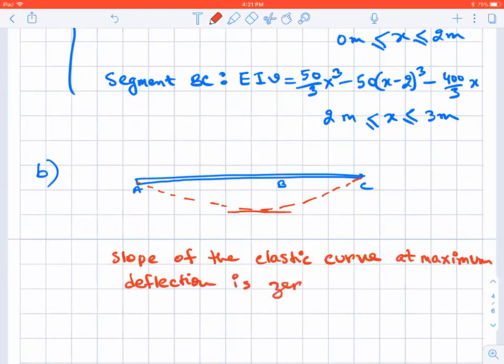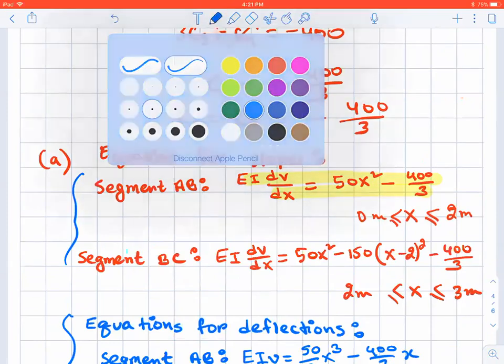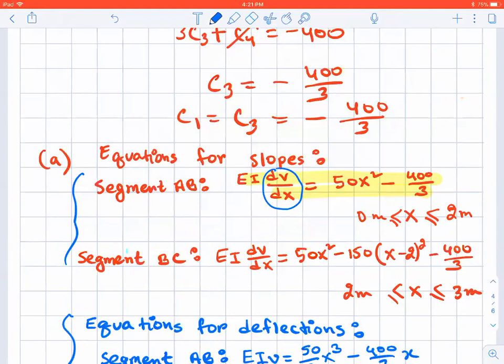But I don't know whether my maximum, the way I have drawn it, seems like it's in AB, but I actually don't know. The maximum deflection can be in segment AB, or it can be in segment BC. So I'm going to put the slope dV dx first equal to 0 for segment AB and solve for x. That will give me the x location where the slope of the elastic curve is 0.